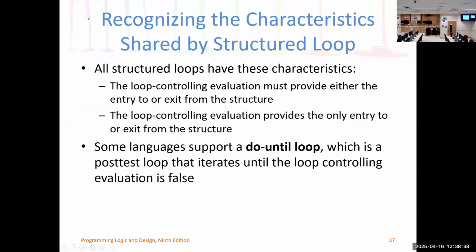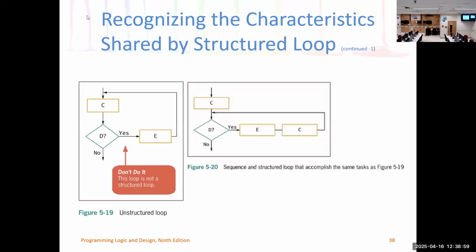Okay, so basically all the loop structures have some characteristics in common. The loop controlling evaluation must provide either entry to or exit from the structure. Some languages support the do-until loop here. That is the case of the post-test loop.